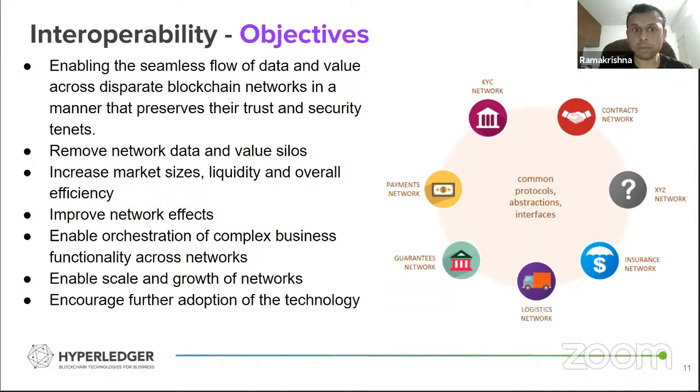If we enable such interoperation, we will end up removing network data and value silos. We will end up scaling all of these small-scale blockchains into potentially one super blockchain, but without having to do the administrative and privacy-breaking task of forcing everybody to be part of the same consortium. This improves network effects, increases market sizes, all of the good things you get in the business world. You also can build complex business functionality across networks. So you have smart contracts running on these different platforms, and you can, in effect, build a sort of super smart contract that encompasses different such networks.